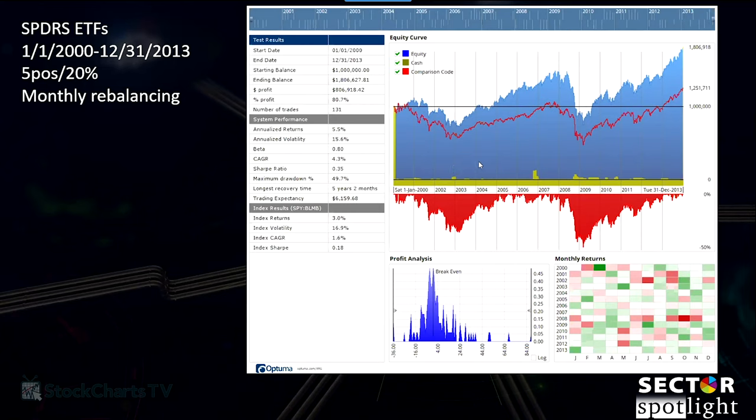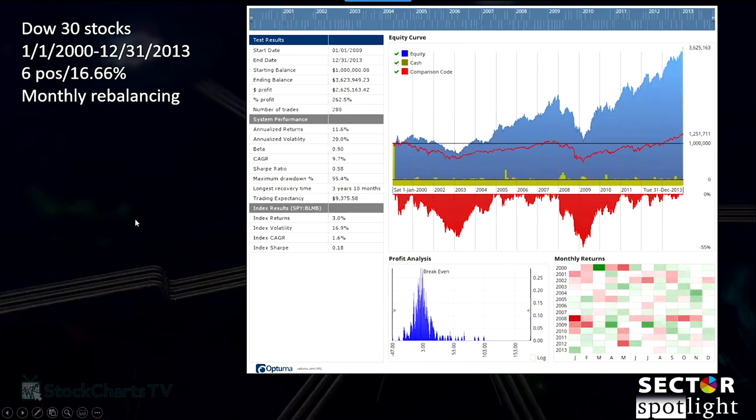By the way, there are 131 trades over this period, so it's not super active. If we apply that same rule to the 30 Dow stocks, and here we're buying the top quintile, so the top six positions, and rebalance monthly, you'll see a completely different picture. You'll see 11% annualized returns against 3% for the S&P 500. That's absolutely great, a great improvement in terms of Sharpe. It's also a super outperformance, which basically backs my position that RRG and signaling works better on a lot of individual stocks than on only a small subset.